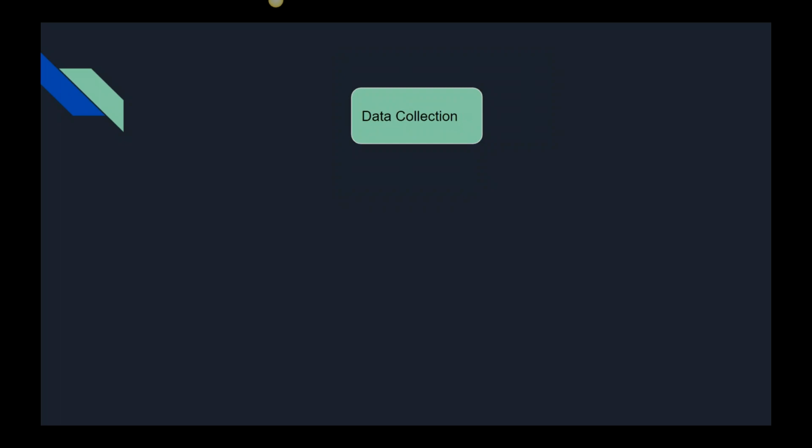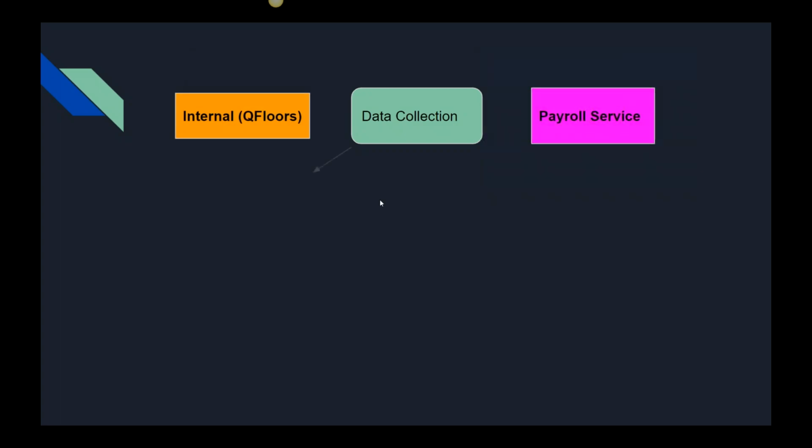So first of all, we start with our data collection, which is, as I said before, the same with either system, either internal or external. You've got to collect the data, you've got to tally the data, however you do that, to get gross pay numbers for each of your people. So we're going to go through kind of the differences between doing it internally in QFloors and using a payroll service, okay, so that everyone is clear on what the differences are.